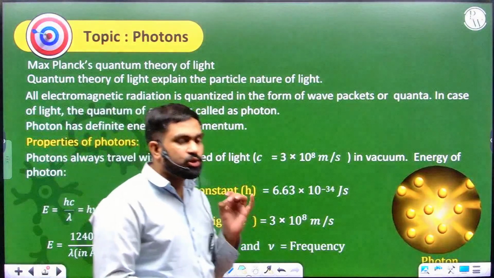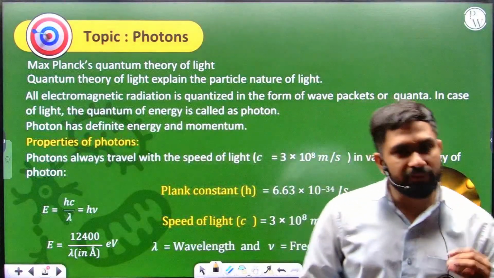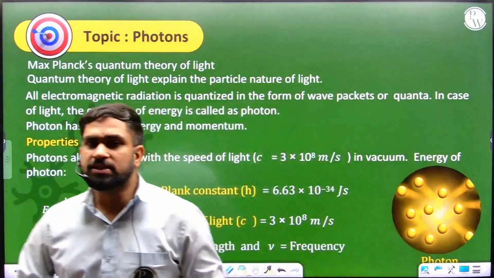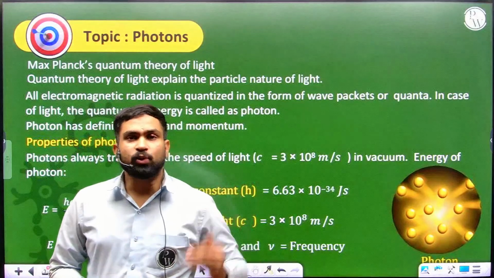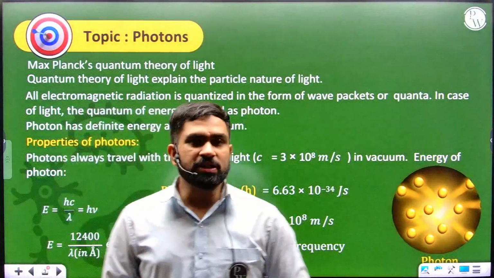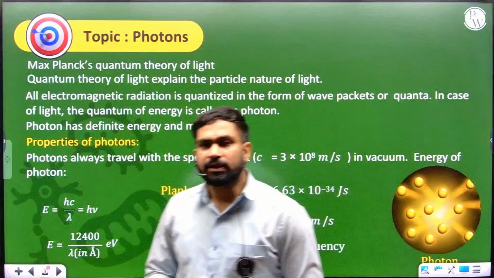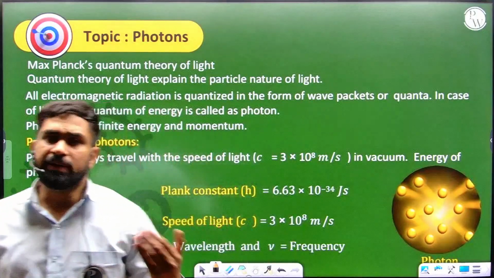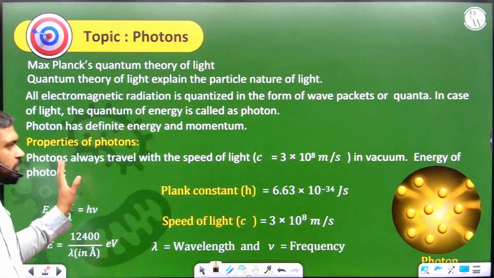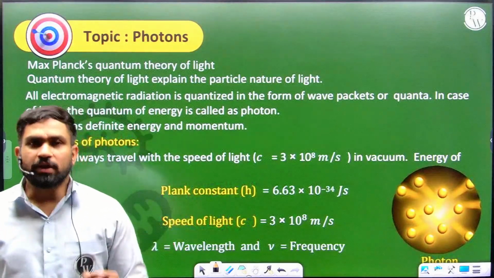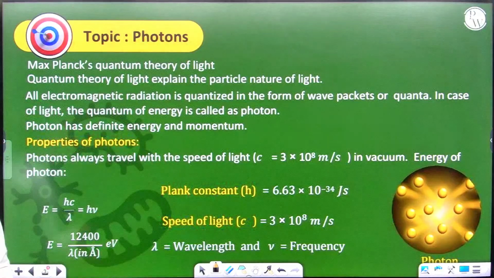Properties of photons. Firstly, we should know that all electromagnetic waves travel at the same speed, that is the speed of light in a particular medium. In vacuum, the speed of light will be 3 × 10^8 meter per second approximately, and in another medium it will be something else. So all the electromagnetic radiations travel at the speed of light. So all the photons travel at the speed of light.